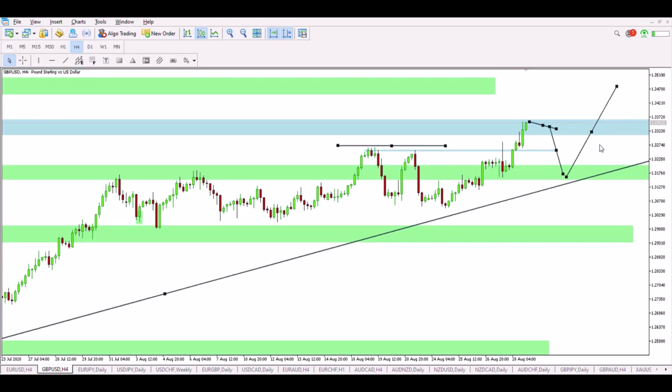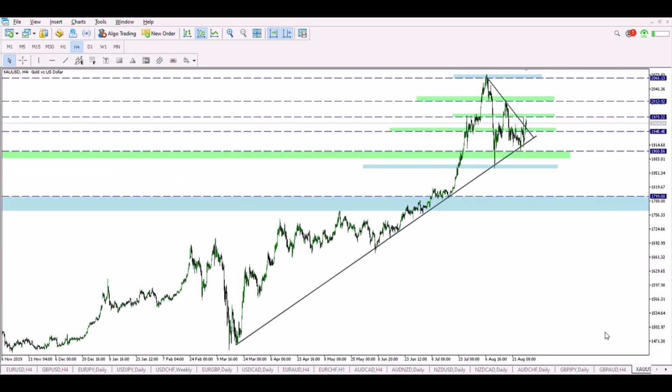I don't want to speak too much because it's pretty clear. Now, of course, for those who took a buy trade somewhere here or here, they can see if the price can create a new higher high, or they can expect some pullback to this previous support. So that's pretty much for this market.